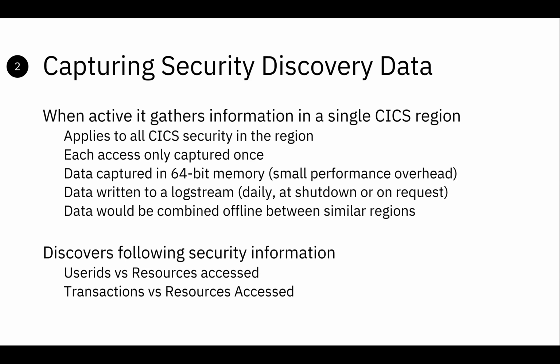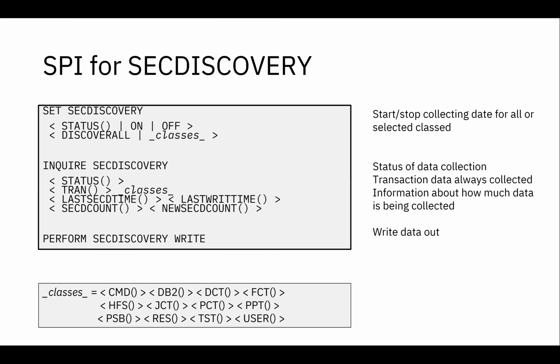And what do we record? We'll record what resources each user ID accesses, what levels, and we also record what resources each transaction accesses, because that information may be useful. So that's the SPI for the discovery commands. We basically switch it on and say what classes you'd want.